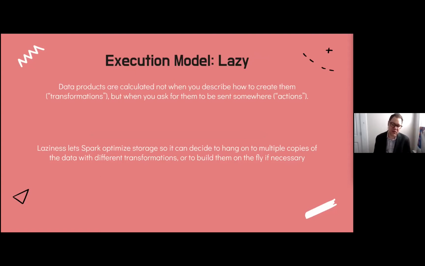Laziness lets Spark optimize storage so it can decide to hang on to multiple copies of the data with different transformations or build them on the fly if necessary. That's why if you're coding in Spark's REPL or in a notebook, some operations will return instantaneously when they should take some time to compute. Spark is just building up a series of steps and will only execute them when you perform actions. So it ensures that it plans out the execution efficiently.